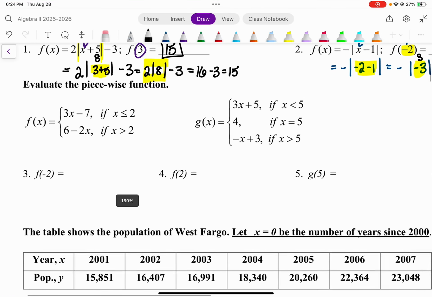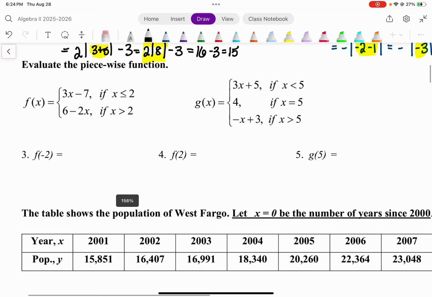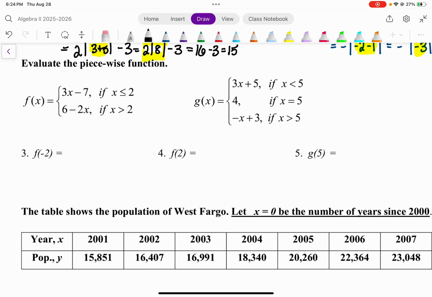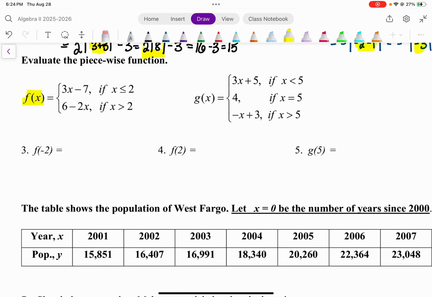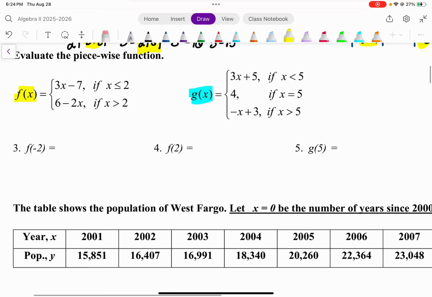Okay, for the next part of the review, it's evaluate the piecewise function. So this one we have two different functions. We have f of x, and then we have g of x. So that is going to tell us what function we are using based off of the letter in the front. So this first one here, we're going to be using the f function. The second one, the f function. And then the last one, we're going to be using the g function.